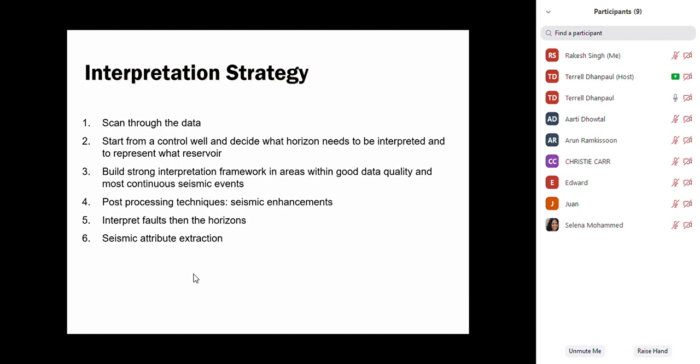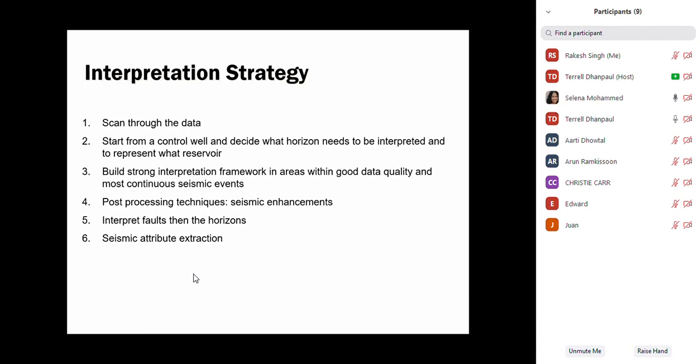And then you go into seismic attribute extraction, and all these things are button clicking. So when I started off working, people didn't call me a geophysicist, they called me a button clicker. Okay, so when you join the industry, they might call you a button clicker too.